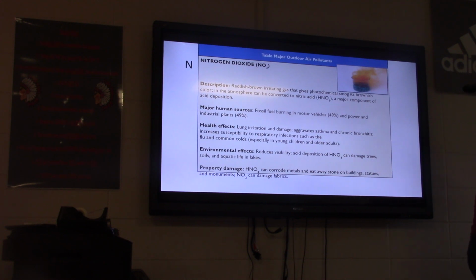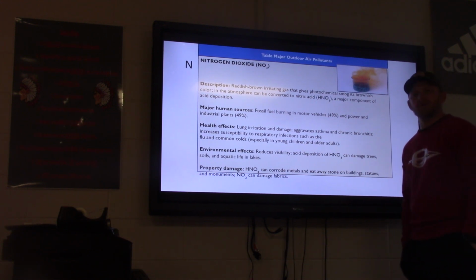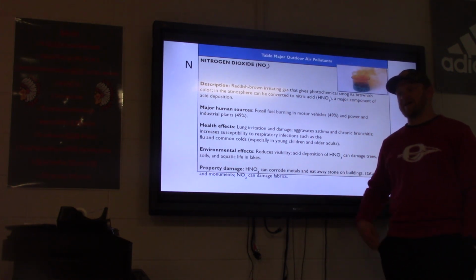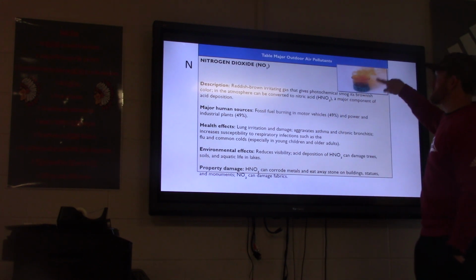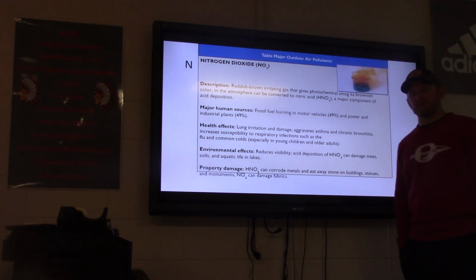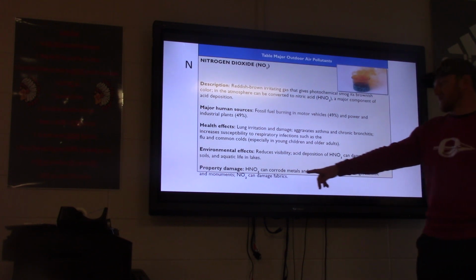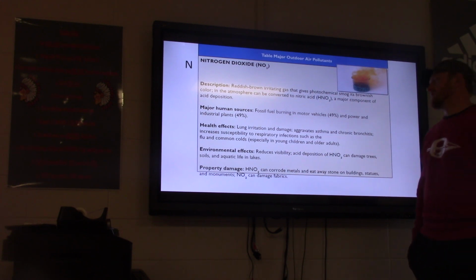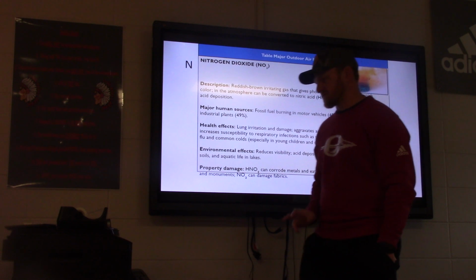Some health effects: lung irritation and damage. If you have asthma, it can really aggravate that. Some environmental effects: it's going to reduce our visibility. You get deposits of acid that build up, and it can damage some trees. When you get back, we'll show you some pictures of trees throughout the world that have this acid damage, where they turn a reddish brown color. A lot of times it happens to pines. It can also corrode metals and eat away at stone buildings, statues, and monuments, and can damage fabrics. So that's the first one, nitrogen dioxide.